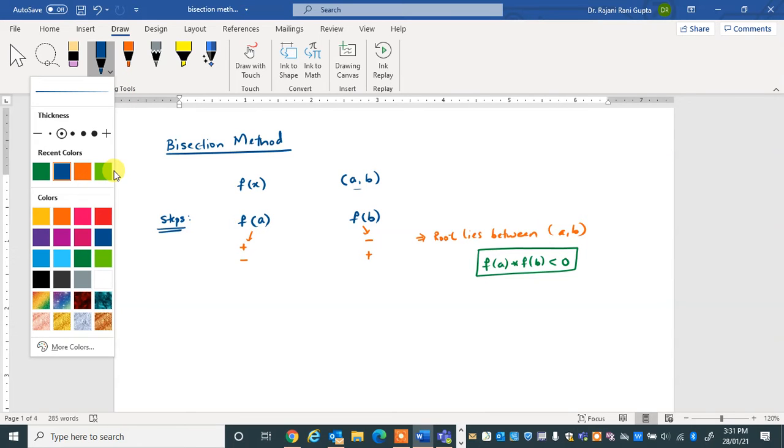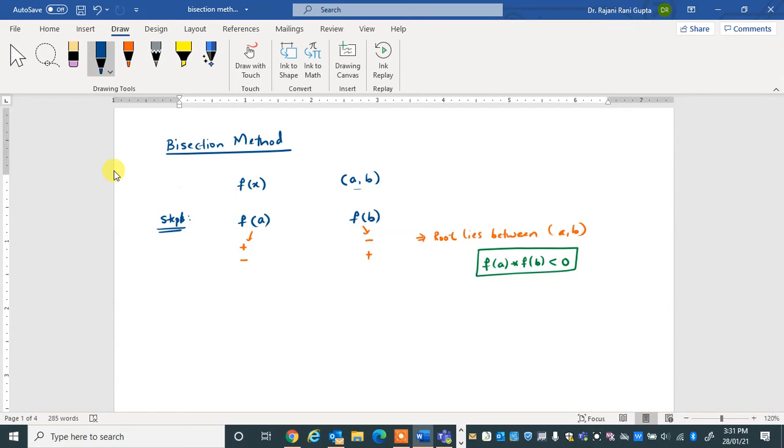Once the root exists between this interval, what do we use? The bisection method is a midpoint method. So we calculate the midpoint, which we generally denote by c, using (a + b) over 2. Then the next step is to calculate the value of the function at c.